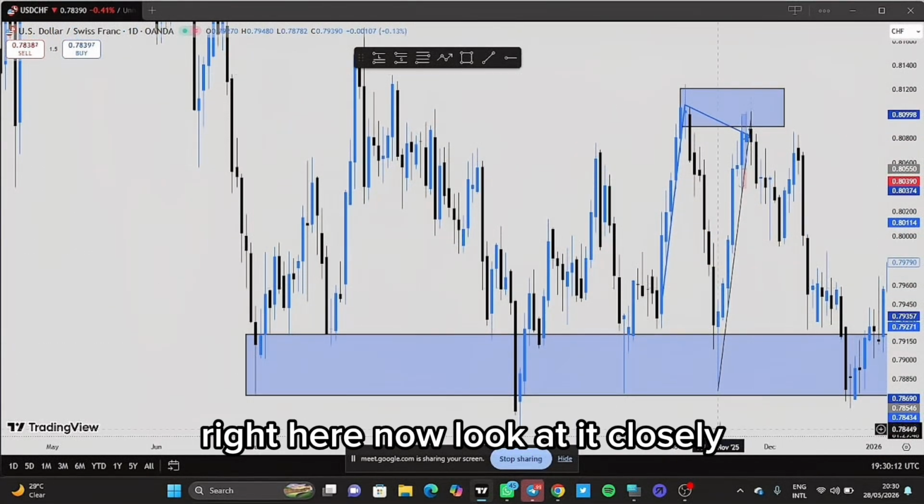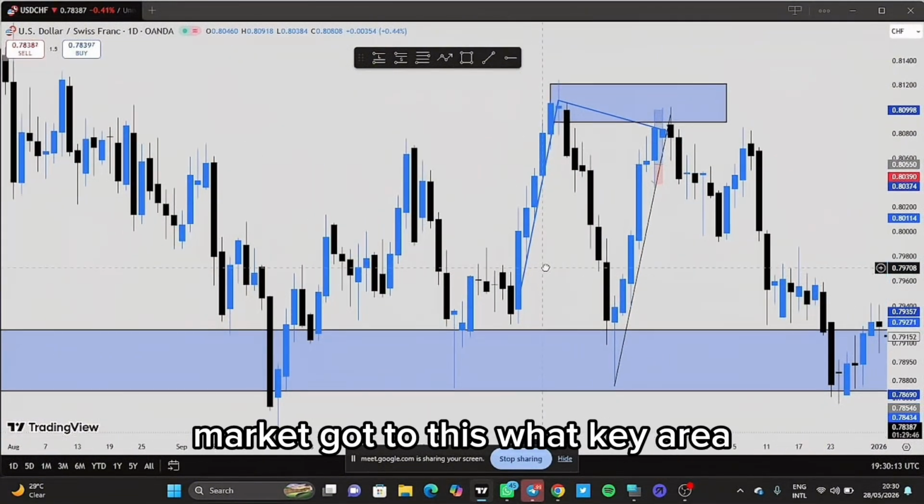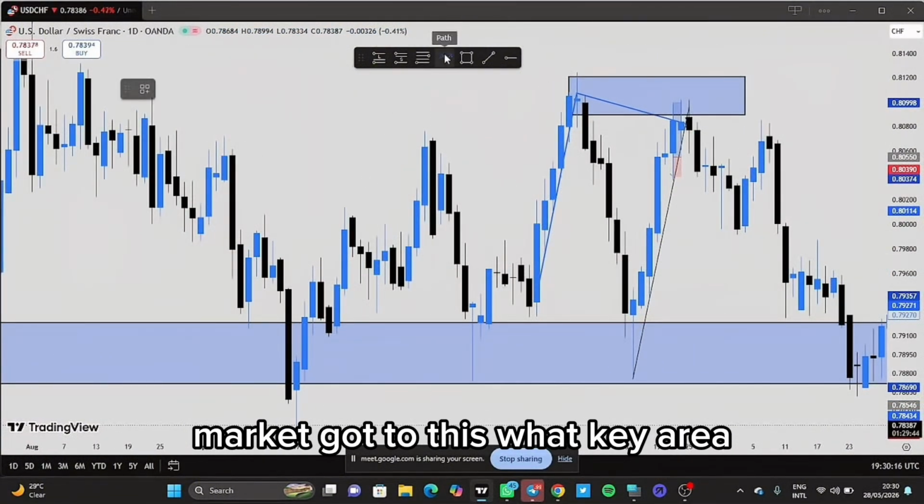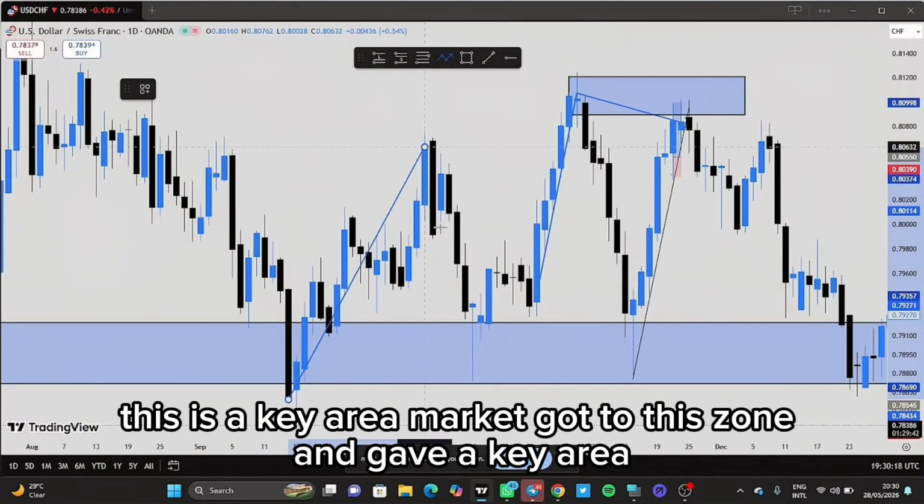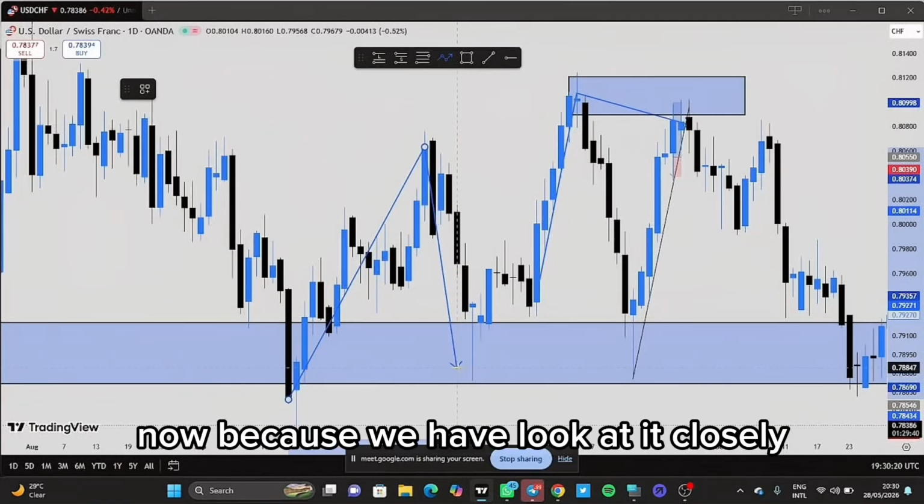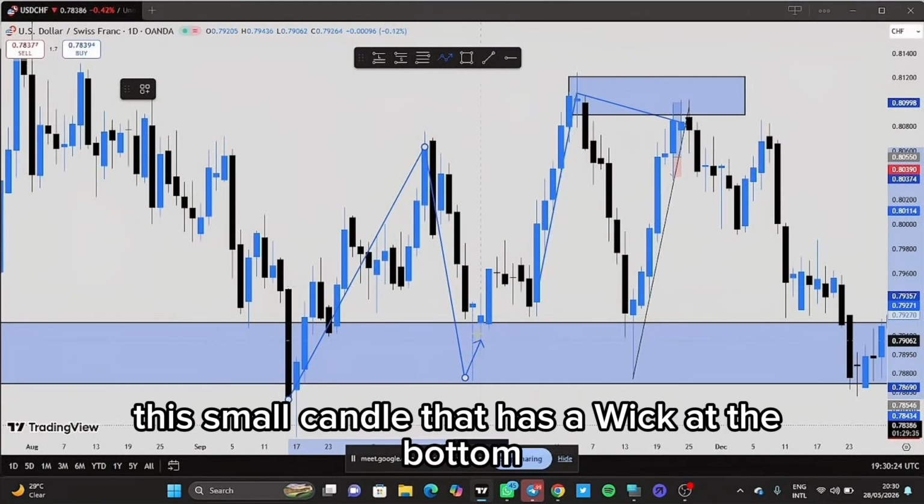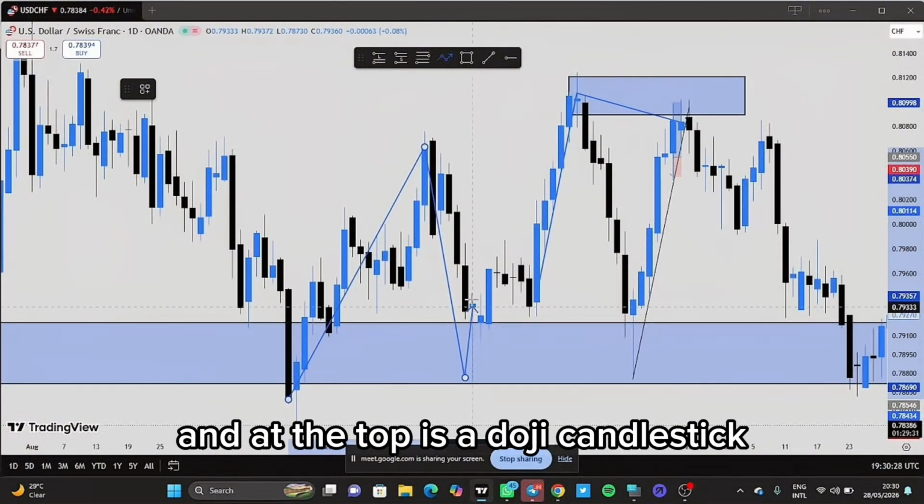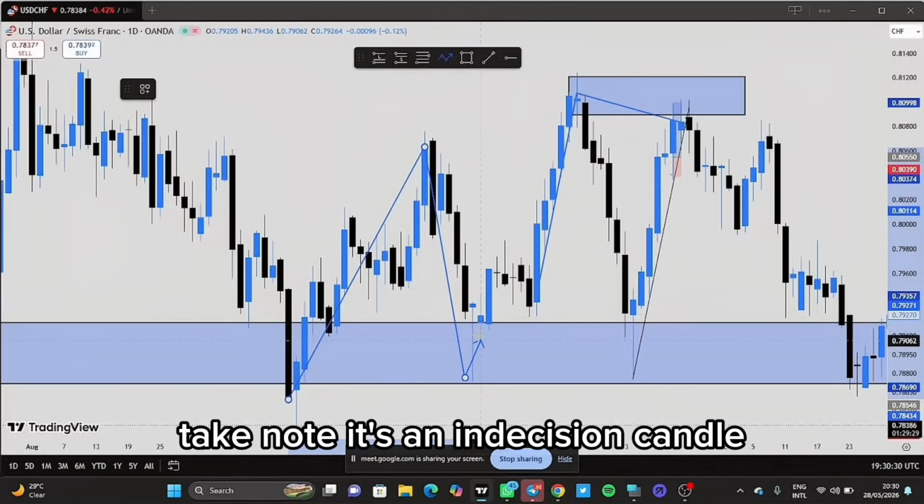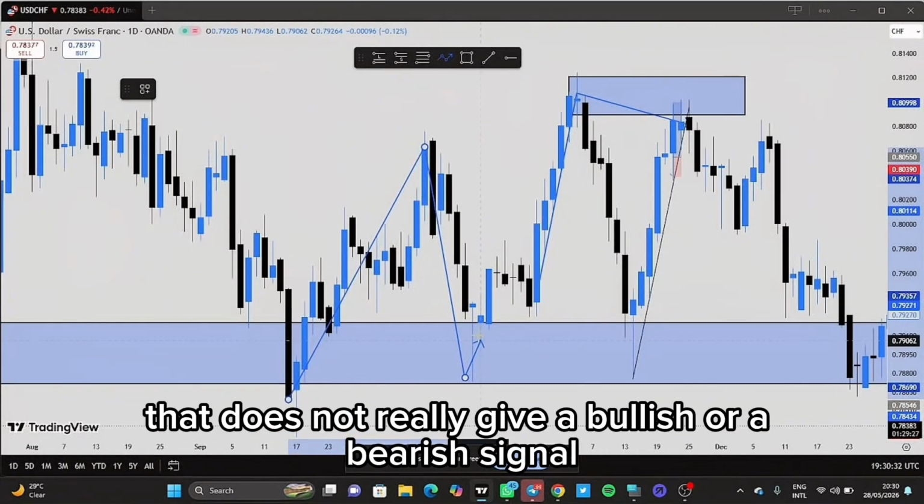Now look at it closely. The market got to this key area. This is a key area. The market got to this zone. Now, look at it closely, this small candle that has a wick at the bottom and at the top is a Doji candlestick. Take note, it's an indecision candle that does not really give a bullish or a bearish signal.